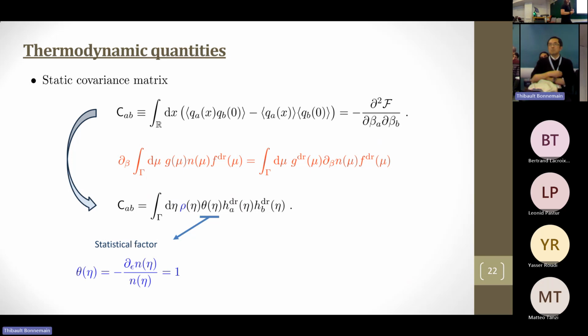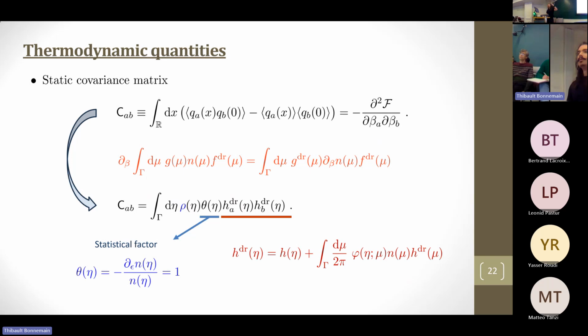Okay. All right. So this is nice, but at this point, this is still fairly formal, especially if you consider that to get this quantity, you need to integrate over dressed quantities, right?